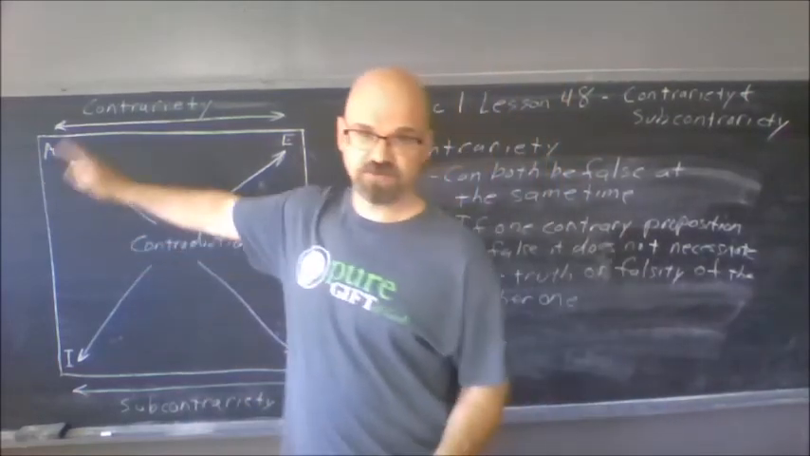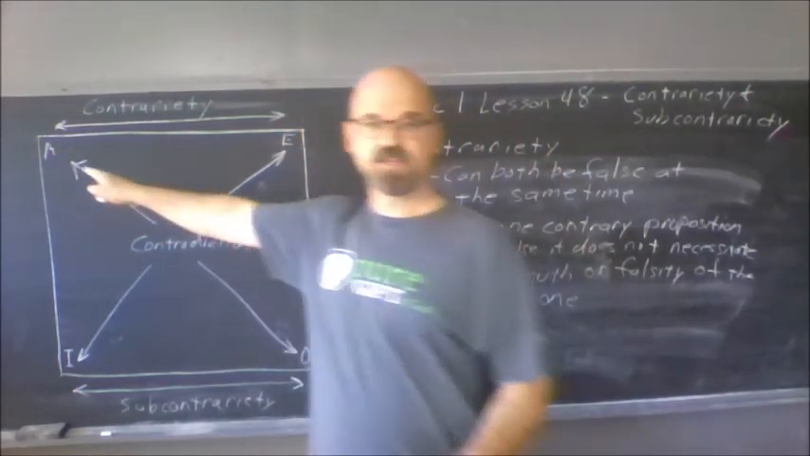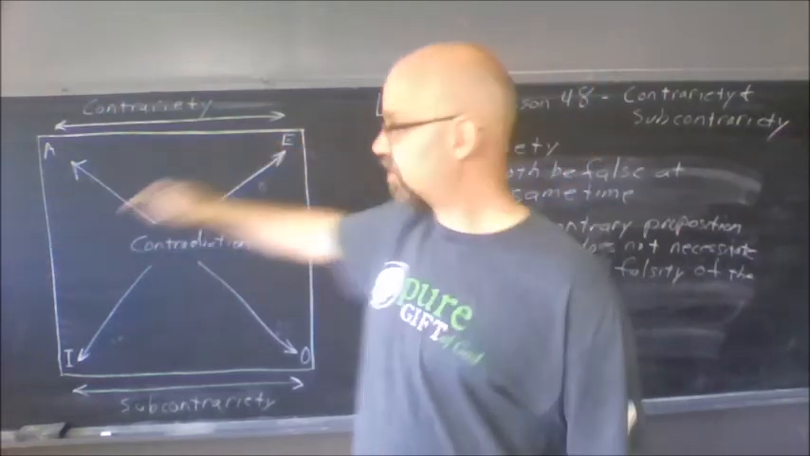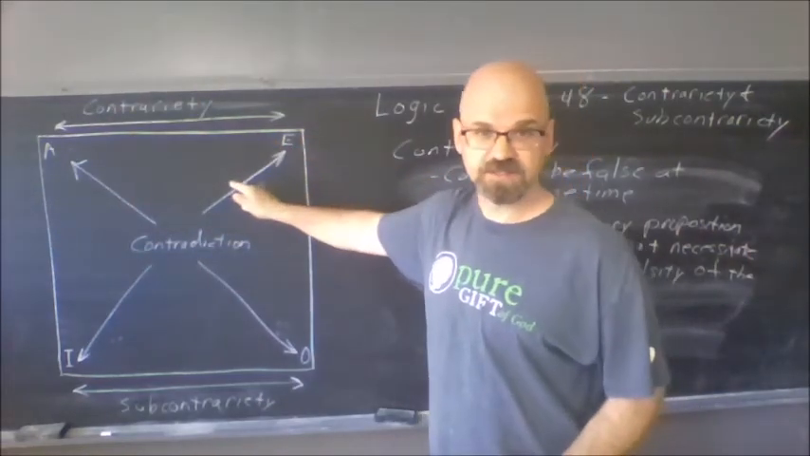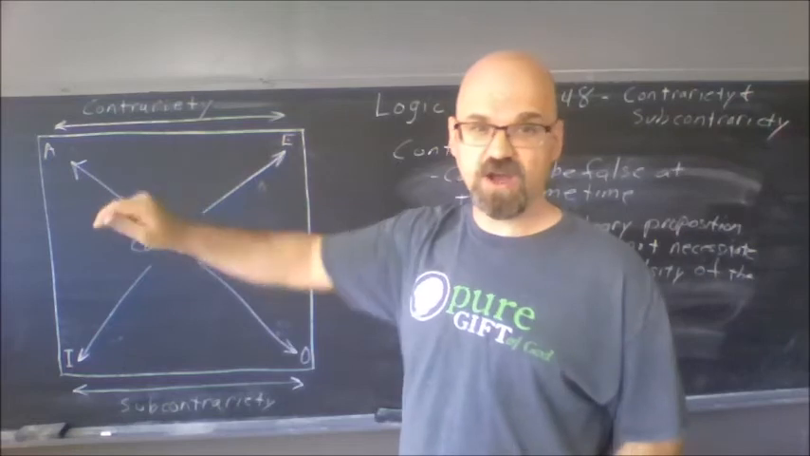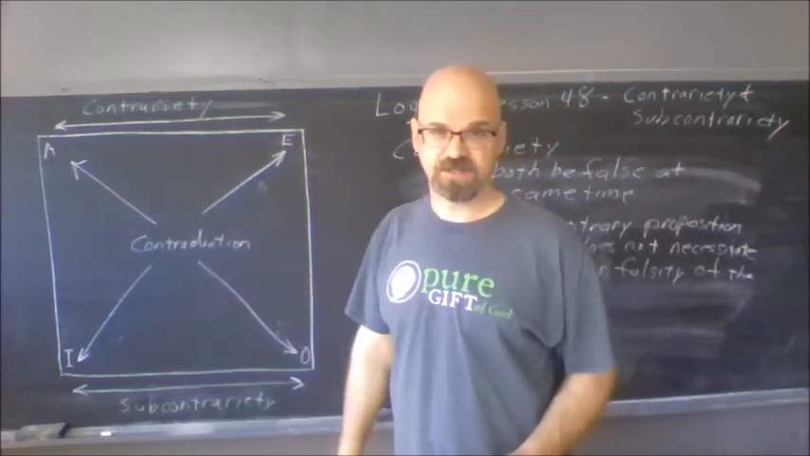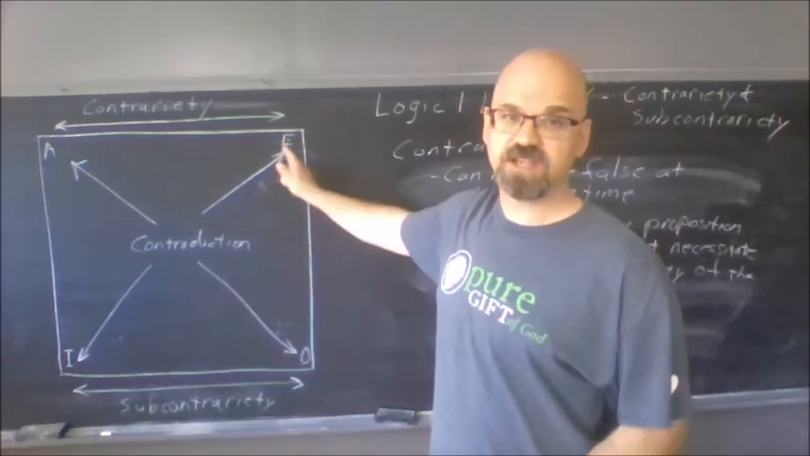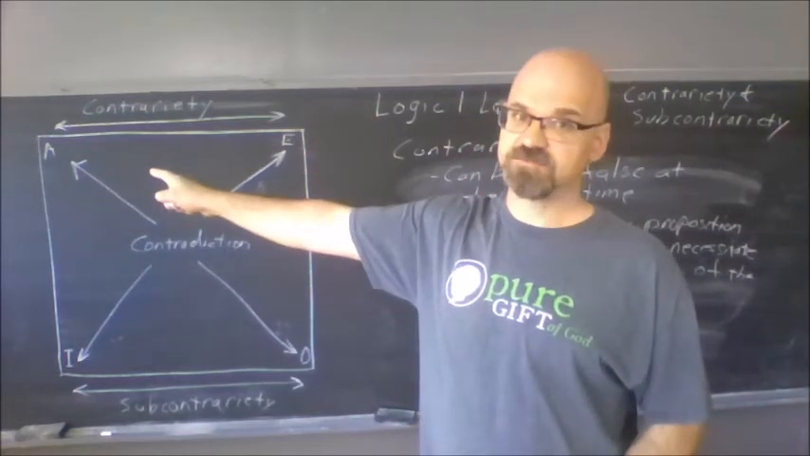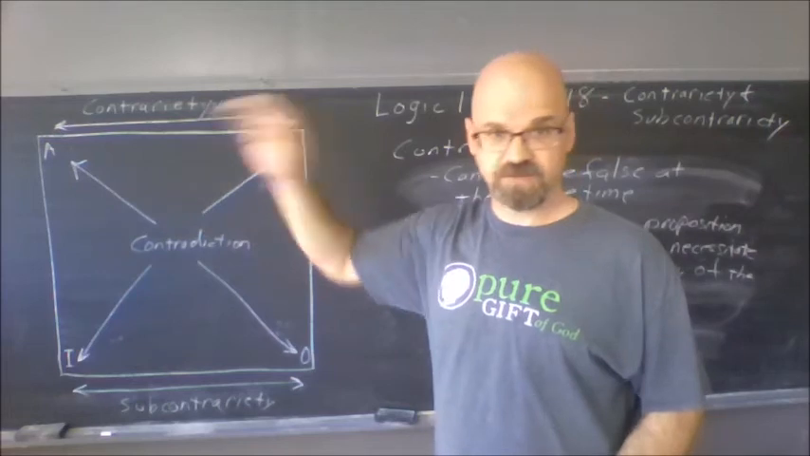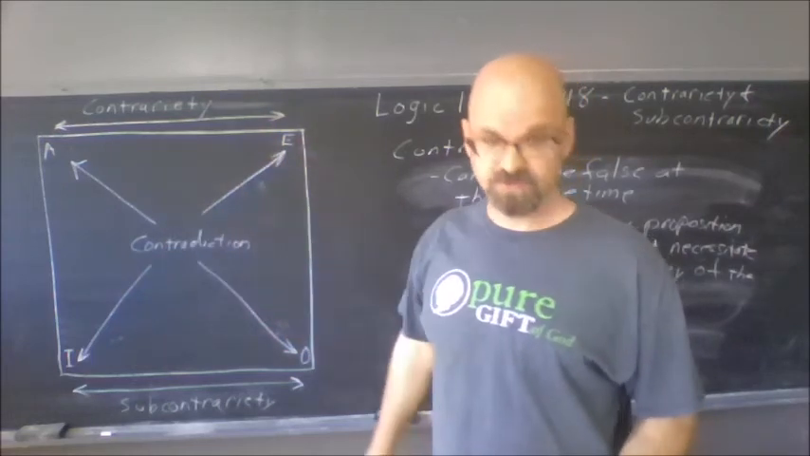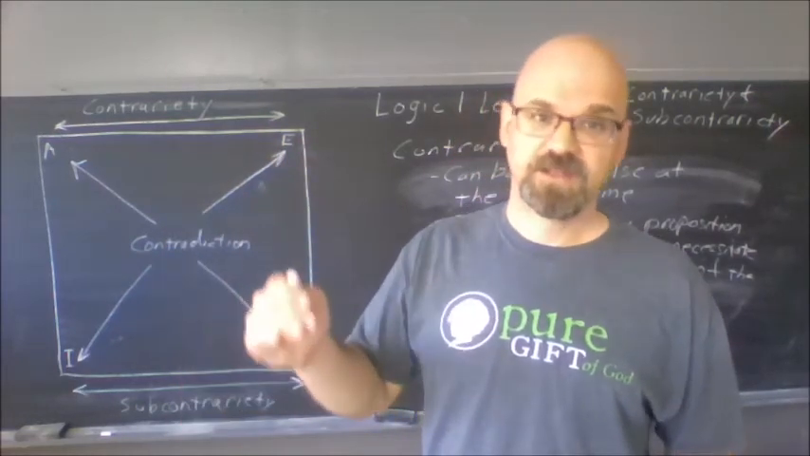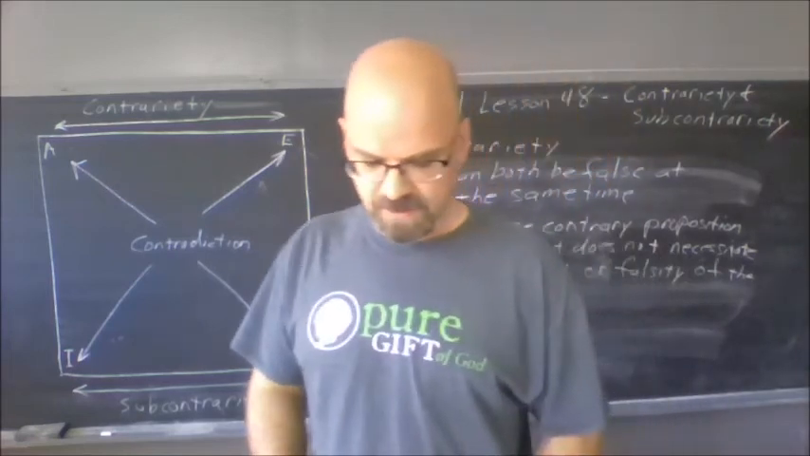So do you see what I mean? If you have a false A statement, or for that matter, a false E statement, you don't necessarily know what the other one is. That's the relationship of contrariety. Now, if it's a true statement, you know the other one has to be false. But if it's a false statement, you don't know whether or not the other one is true. Okay?